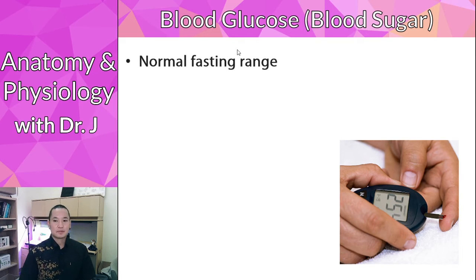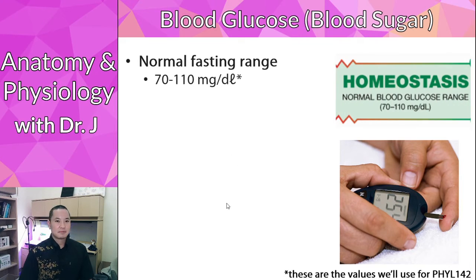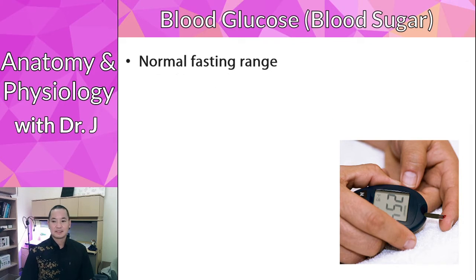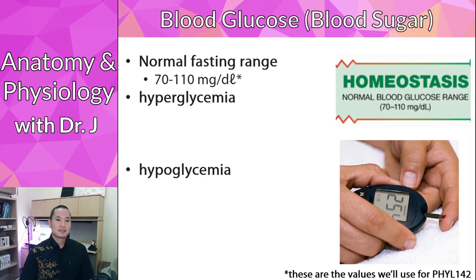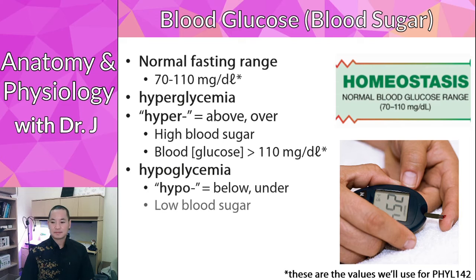So, the normal fasting range, again, fasting is when you don't take any food for a while, and it depends on the institution. But this is a well-established normal fasting range: 70 to 110 mg per deciliter. Now, hyperglycemia and hypoglycemia, again, hyper meaning above, hypo meaning below. So above normal levels of blood sugar is what we call high blood sugar, whereas hypoglycemia is below that normal limit.